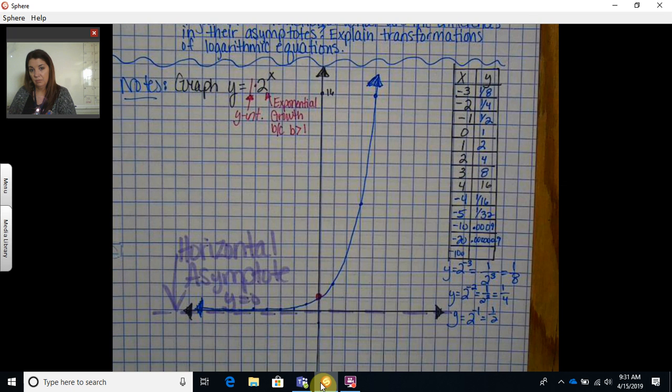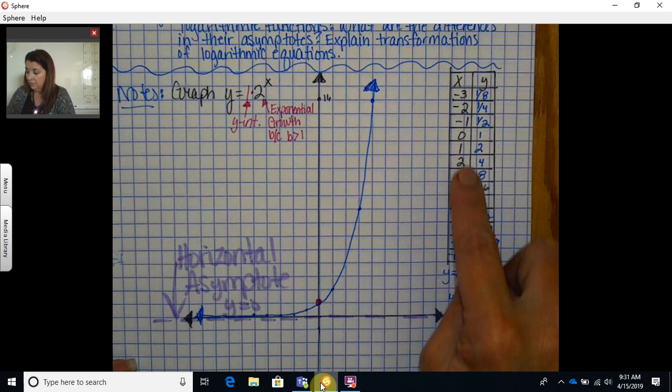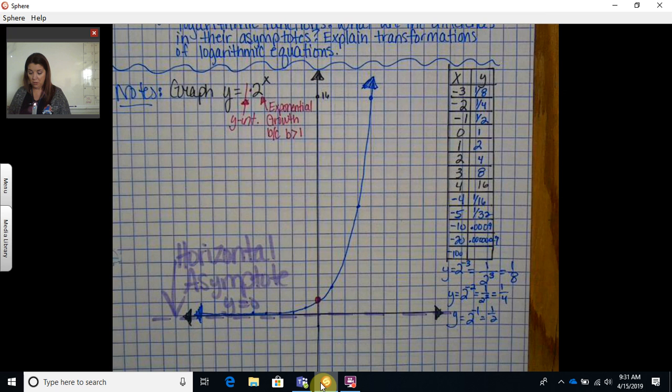We can tell by the graph that it is a growth because from left to right, as my x's increase, my y's increase. We can also tell in the table of values, as my x's are increasing, my y values are increasing. And then we also knew because b was greater than 1, right? Okay, so y equals 2 raised to the x is an exponential growth.